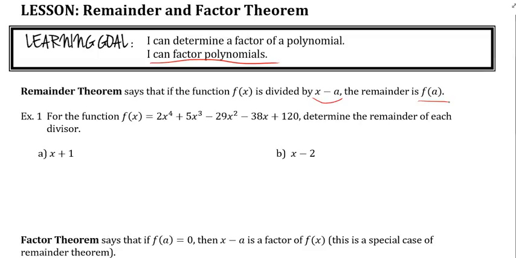If you think about this, it makes a lot of sense. So what does that mean? It means I take the value of a, so in this case it's -1, in this case it's +2, and I evaluate the function at that point, and what I get would be the remainder, same as if I did the long division. Does that make sense?